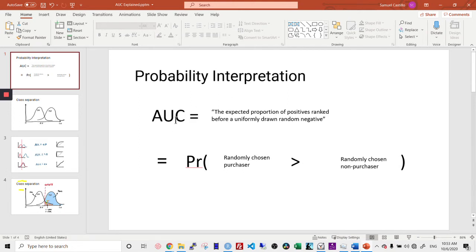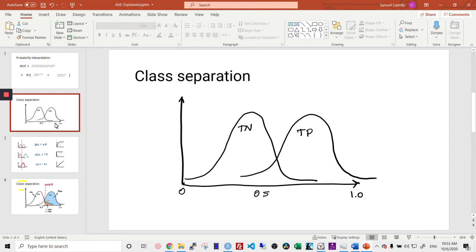So if the AUC was 0.5, it would mean that the probability that a randomly chosen purchaser has a higher predicted probability than a randomly chosen non-purchaser is one half. The way to calculate the AUC is actually to measure the class separation. So the AUC is a measure of how well you divide up the people who purchase insurance from the people who don't purchase insurance.